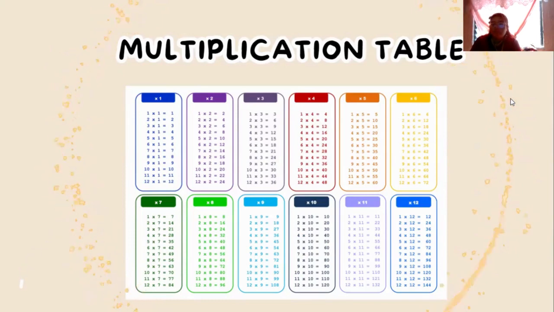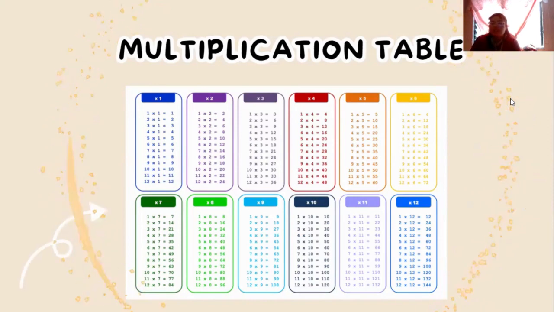3 times 5 is 15. 3 times 6 is 18. 3 times 7 is 21. 3 times 8 is 24. 3 times 9 is 27. And 3 times 10 is 30. 3 times 11 is 33. And 12 times 3 is 36.